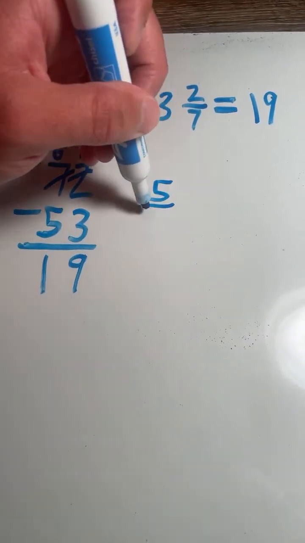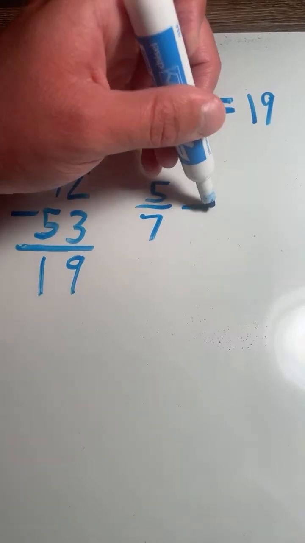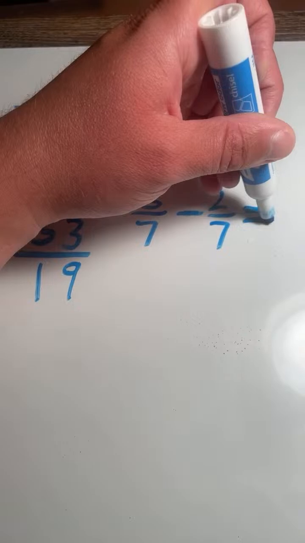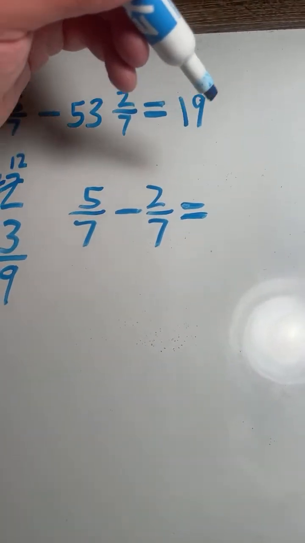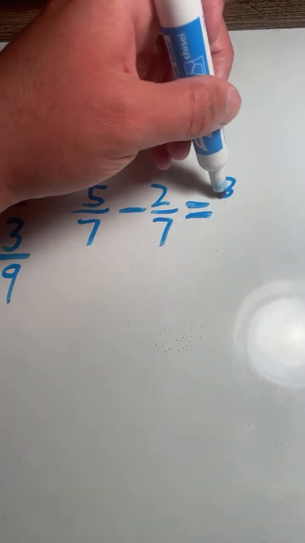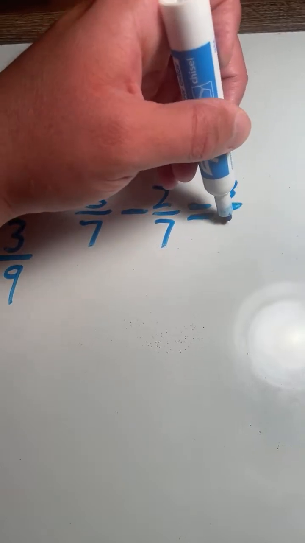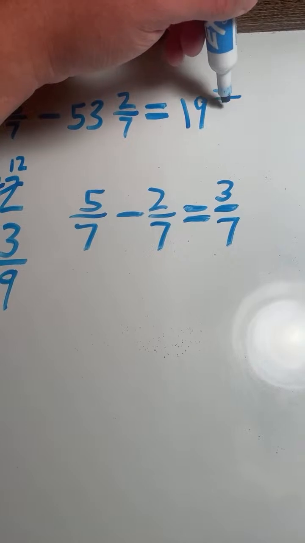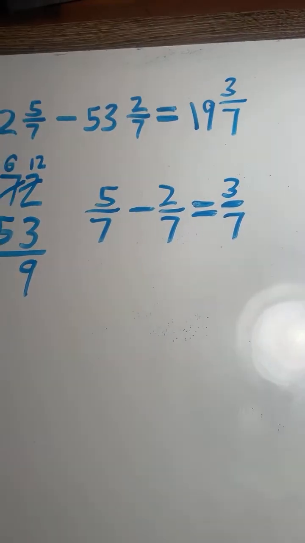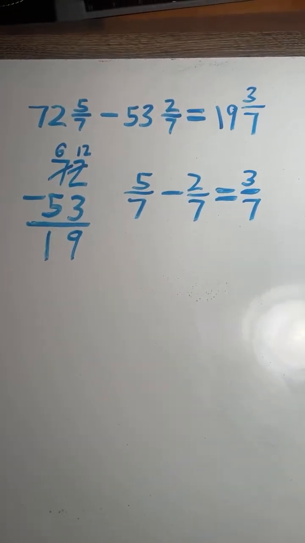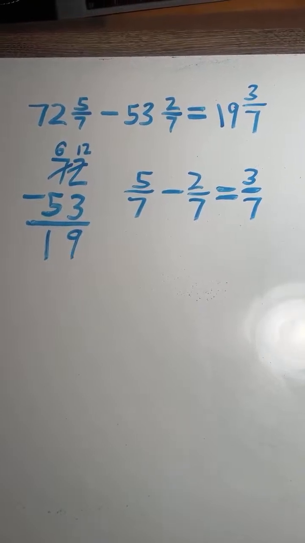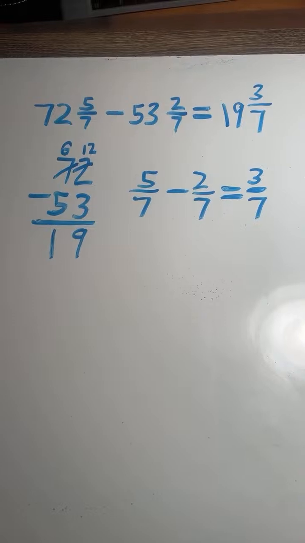Next, 5/7 minus 2/7. 5 minus 2 equals 3. Our bottom number stays the same. We have our answer, 72 and 5/7 minus 53 and 2/7 equals 19 and 3/7.